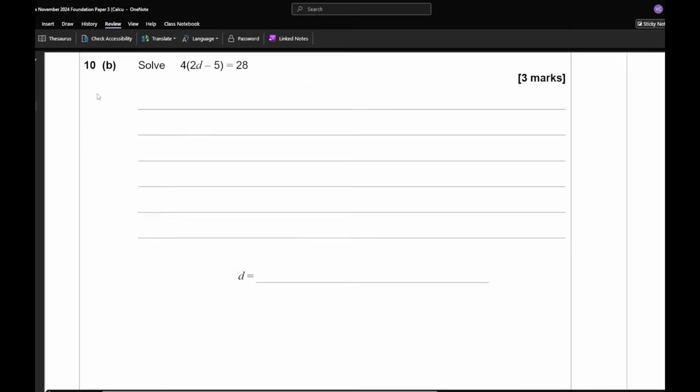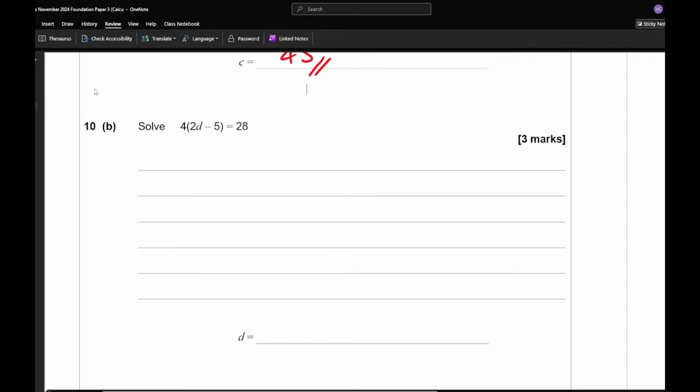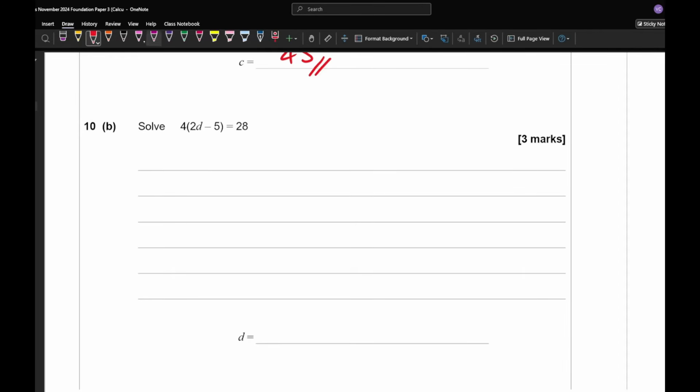Then for question 10b, we want to solve this equation. So the first thing you want to do is expand the brackets. So if we expand the brackets, we get 8d minus 20 equals 28. 8d is going to equal, taking the 20 over to this side, 48, giving me a final answer of d equals 6.